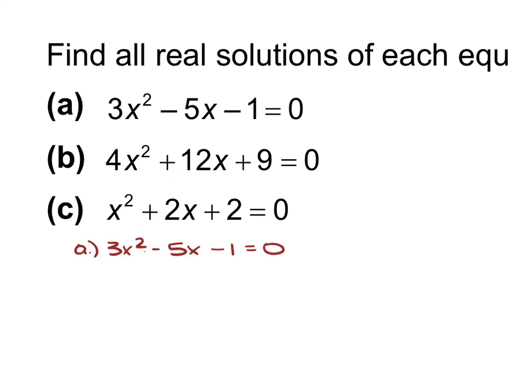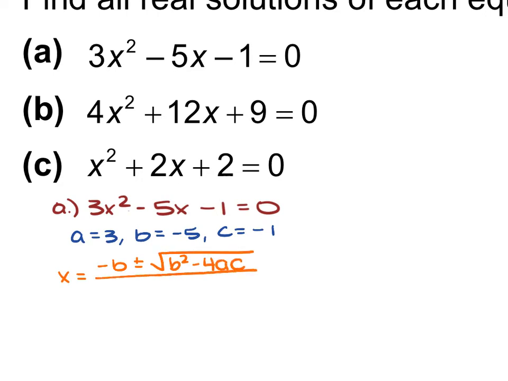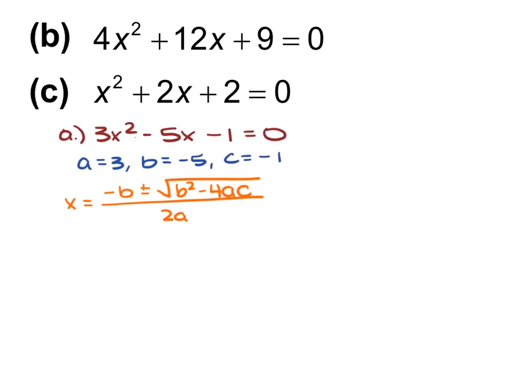My equation's equal to 0, so what I'm going to do next is to identify my a, which is 3, my b, which is negative 5, and my c, which is negative 1. I'm going to plug these into my quadratic formula. My quadratic formula is x is equal to negative b plus or minus the square root of b squared minus 4 times a times c all over 2 times a. So again, I'm just plugging these values in.